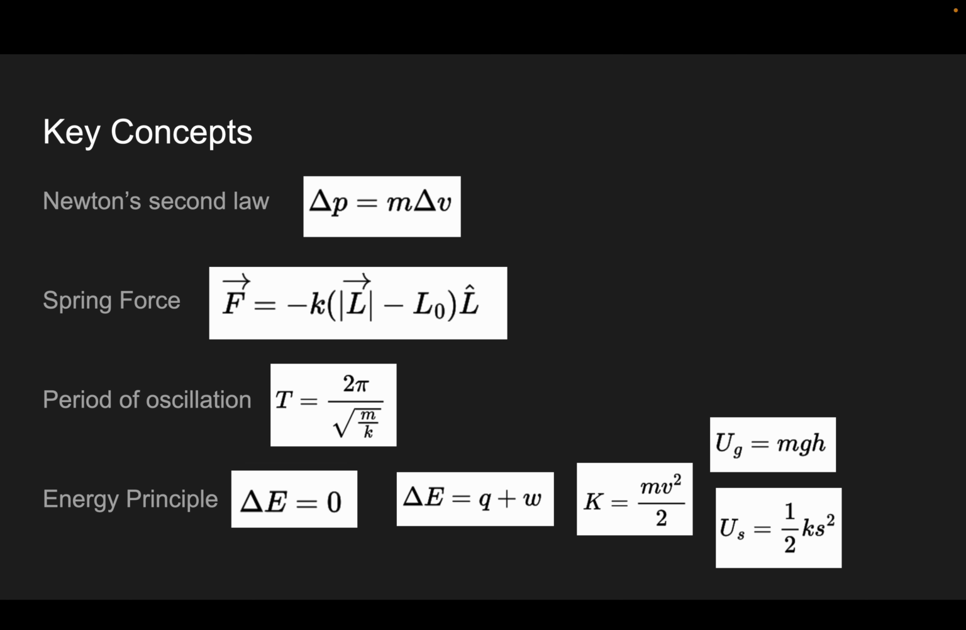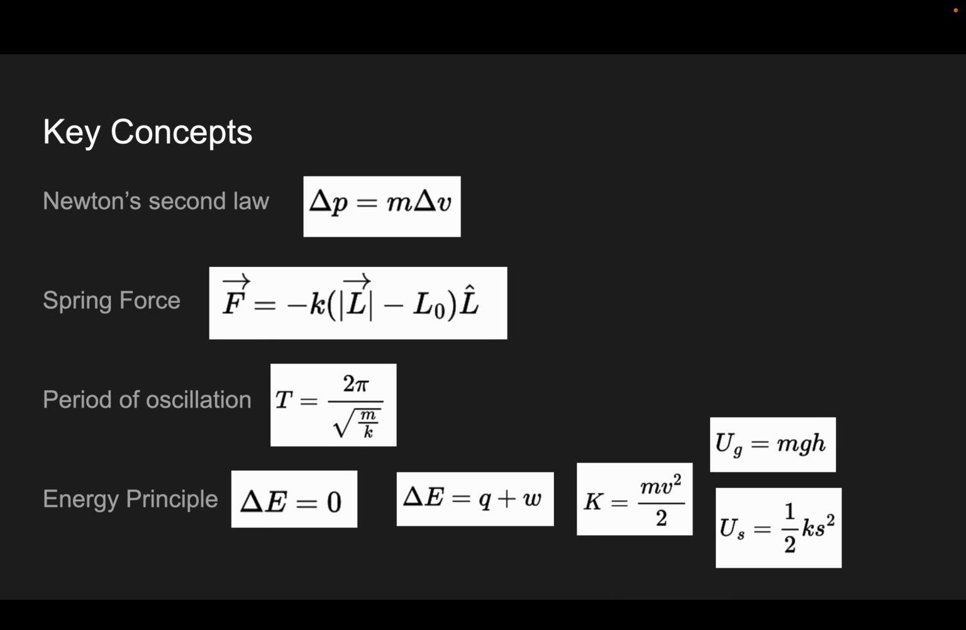Obviously, we have Newton's second law to propagate the motion. We can also see this as force equals mass times acceleration. The spring force is negative k times the magnitude of L minus the relaxed length, times L hat, which is your direction vector. Period of oscillation, this isn't really directly used. This is more to find k, even though k is given to us.